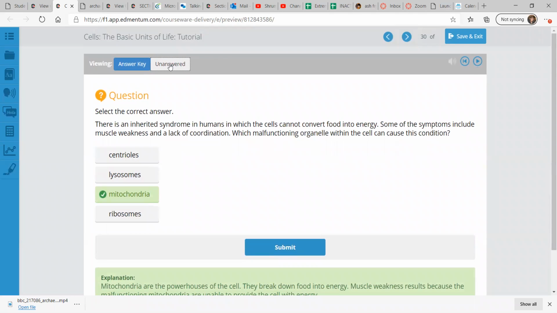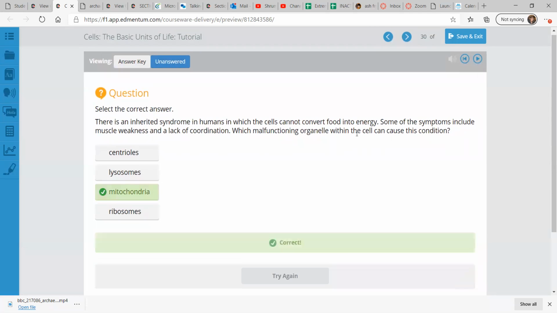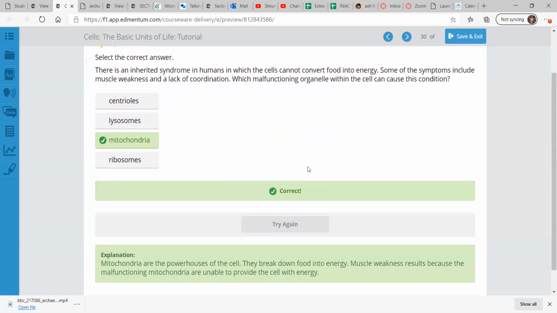There's an inherited syndrome in humans in which the cells cannot convert food into energy. Some of the symptoms include muscle weakness and a lack of coordination. Which malfunctioning organelle within the cell can cause this condition? And you already saw the answer, but it's mitochondria. Mitochondria, powerhouse of the cell.